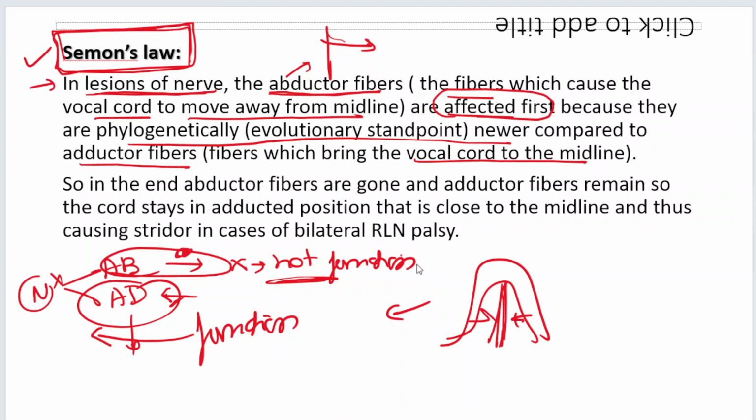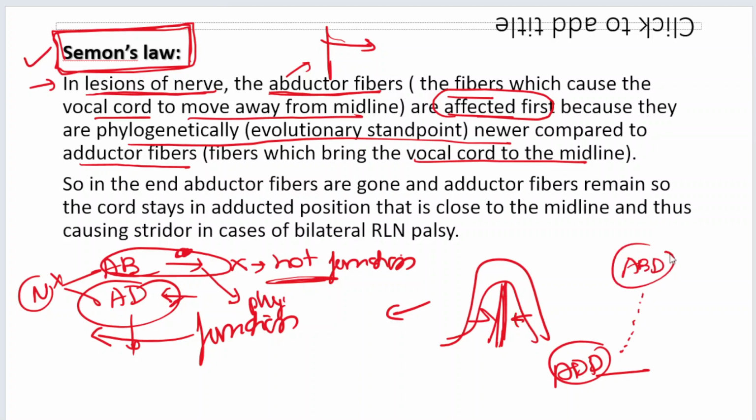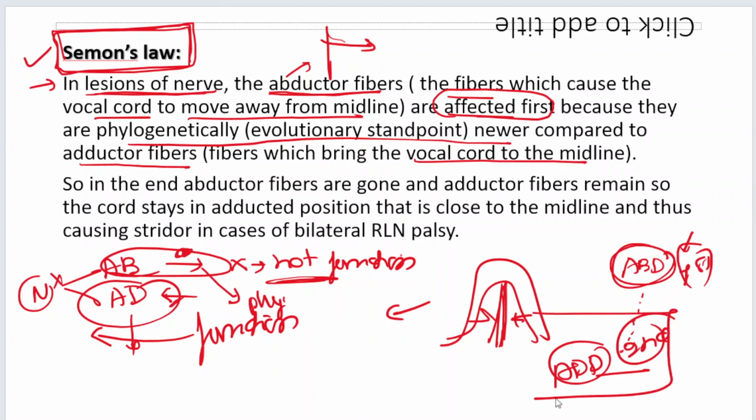Now, what did he say? Why are the abductor fibers getting affected? Because they are phylogenetically newer. That is, from the evolutionary standpoint, it is understood probably that the adductor fibers were developed first, and as evolution went ahead, abductor fibers developed later. Because the abductor fibers developed later, they will get affected first compared to the adductor fibers. Adductor fibers will not get affected. So abductor fibers will get affected. So abduction is lost. So adduction remains. So the vocal cords will be close to the midline.